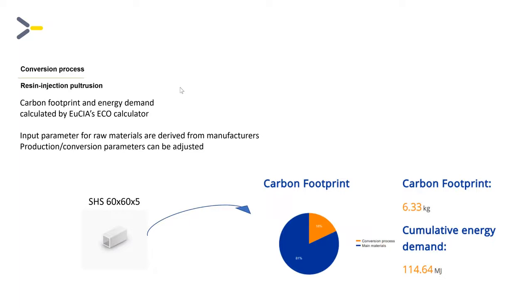Down here is a pie chart where you can see that about 18% of the energy used to produce this square tube, which weighs around 2 kilos a meter, is coming from the conversion process, the pultrusion. The rest of the carbon footprint and energy demand is coming from the raw materials that go into producing this square tube.